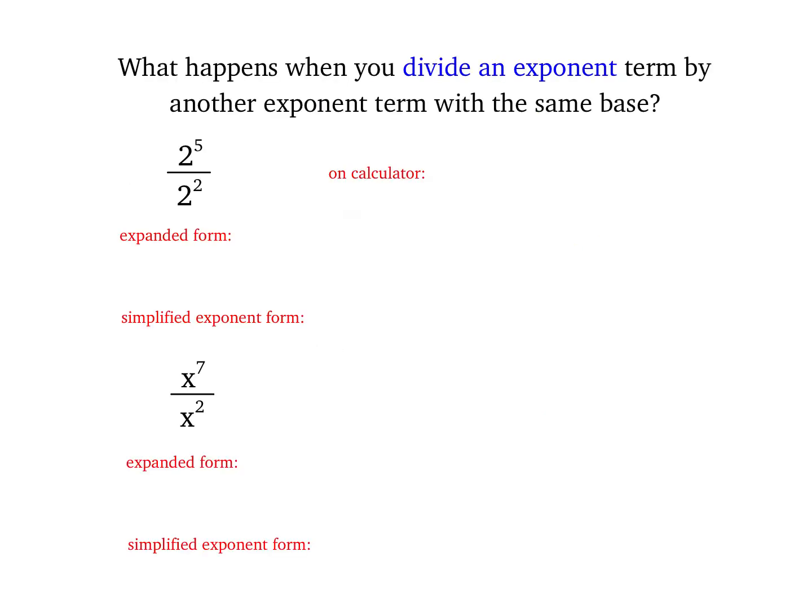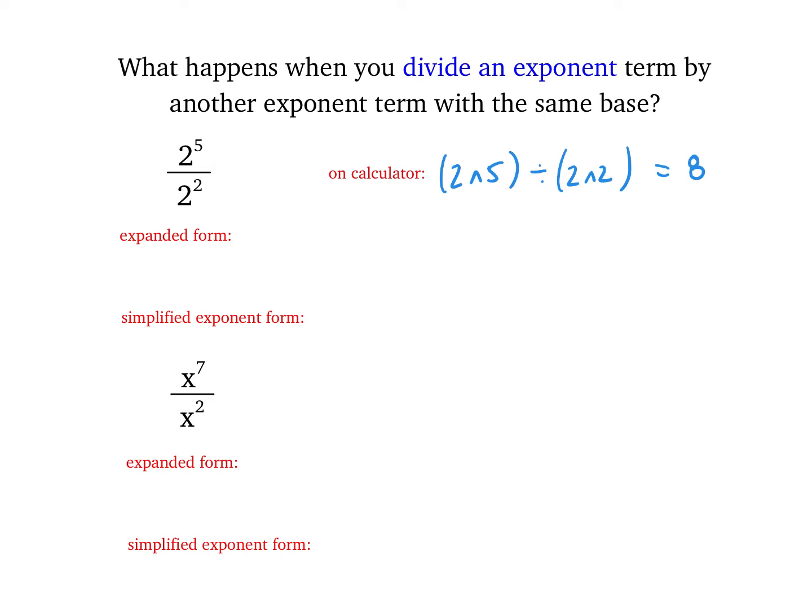So here we're going to look at what happens when you divide an exponent by another exponent with that same base. So if we do 2 to the 5th divided by 2 squared, we can actually do that on our calculator and see what that's equal to. Again, I always recommend parentheses. So parentheses 2 caret 5 divided by parentheses 2 caret 2. And I see that I get an answer of 8. Let's look at why it's equal to 8.